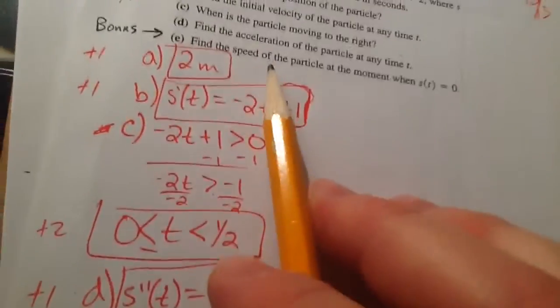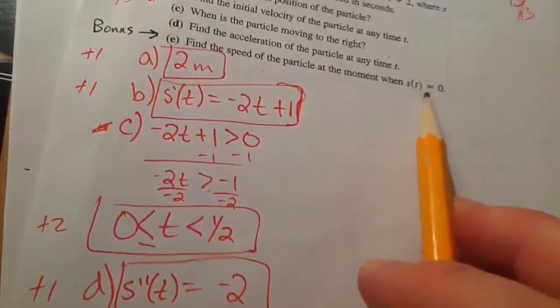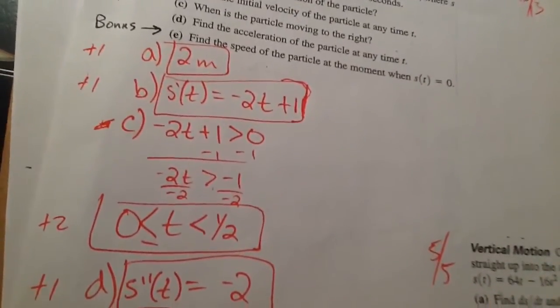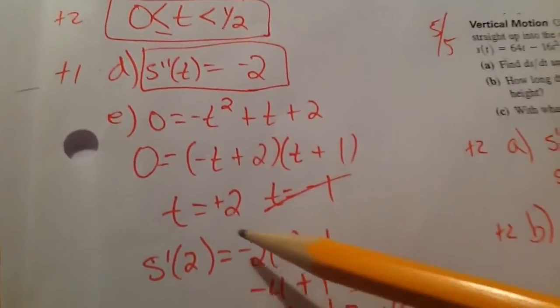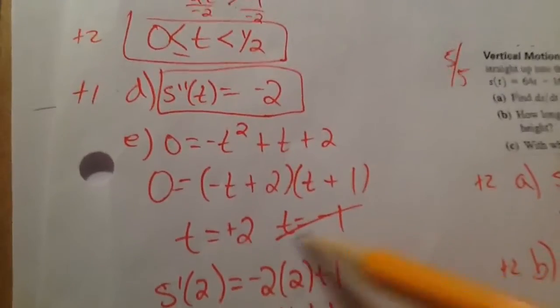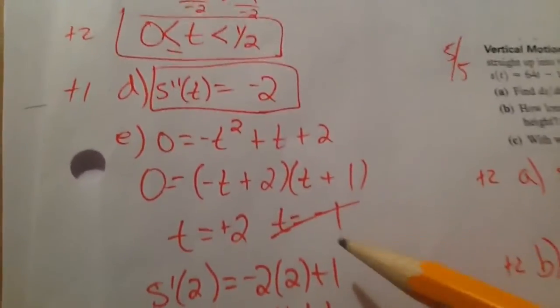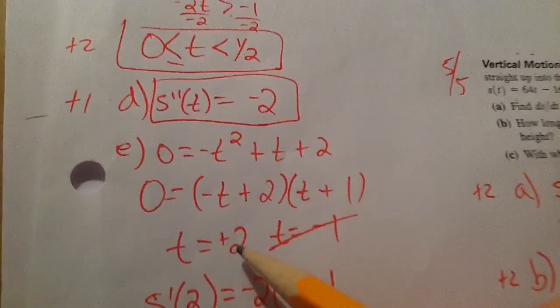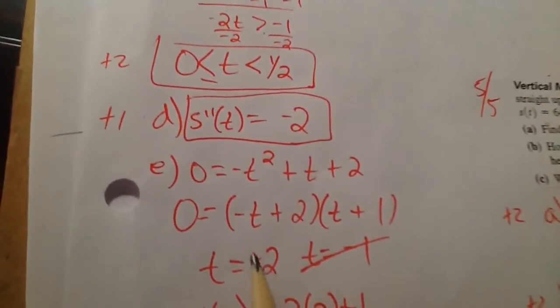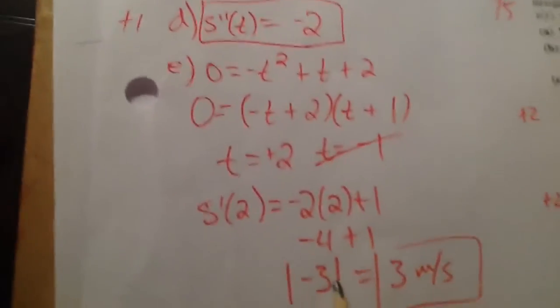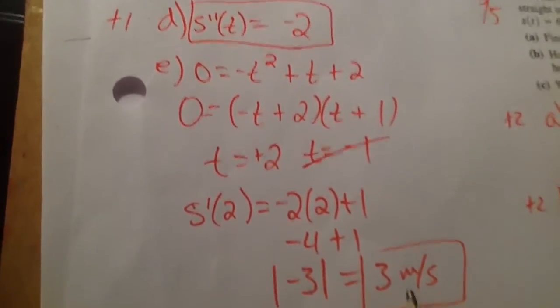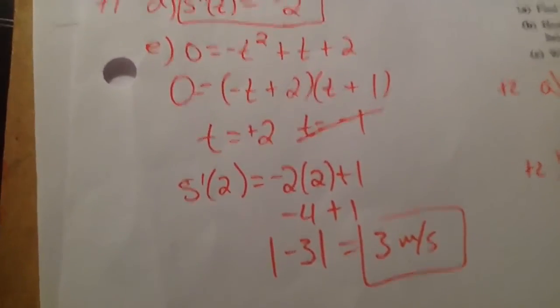Bonus, find the speed at the moment the position is 0. So you have to figure out when is the position 0, and then plug those in for the velocity equation. So set the position equal to 0, factor it, solve it. You get t equal to 2 and t equals negative 1, but we don't care about negative 1 because it tells us that time has to be positive. So we got a positive 2 for t. Plug that in to your velocity equation, and you get negative 3 for your velocity, which means the speed is 3, because speed is the absolute value of velocity.